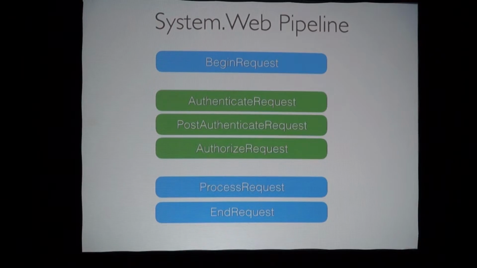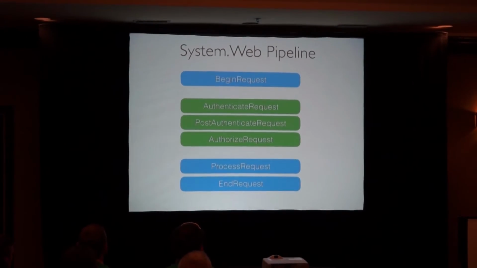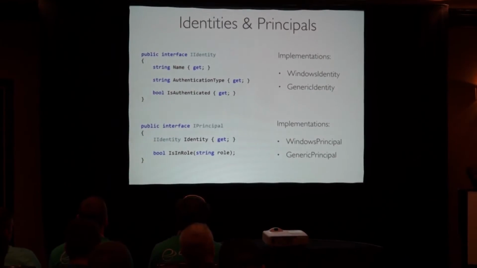Right? So it starts at the top. We begin with our request. And then there's an authentication request event, post-authentication request, authorize request, post, and so on and so forth. Now, if you're like me, some of you guys might have tried to create your own custom identity at some point, because just having a name property is probably not enough for you.